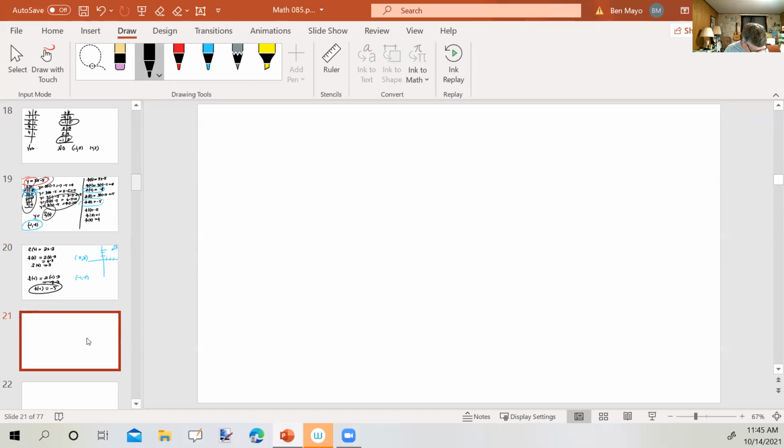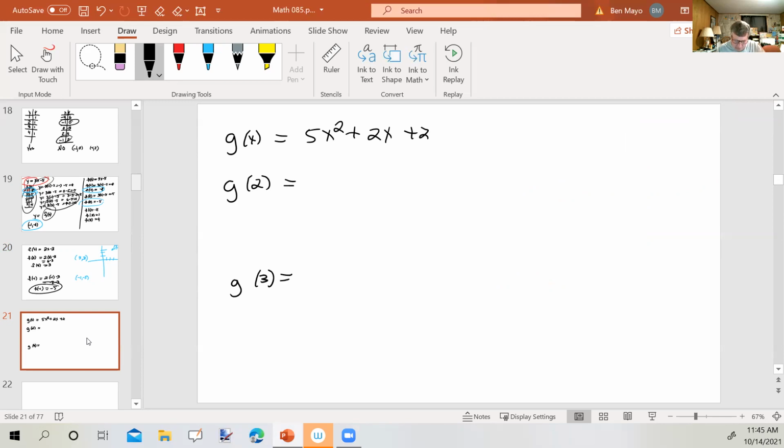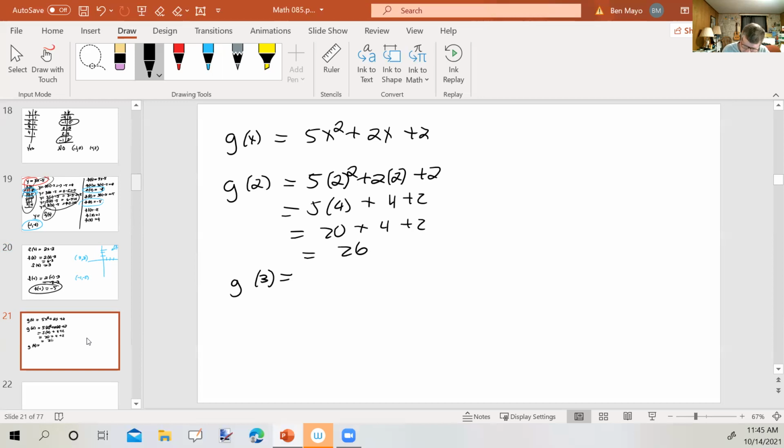How about the following? Let's see. g of x = 5x² + 2x + 2. We are to find g of 2 and g of 3. So to find g of 2, we take 2 and put it every place that x appears on the right side of the equal sign. So 5 times 2 squared plus 2 times 2 plus 2, which is 5 times 4 plus 4 plus 2, which is 20 plus 4 plus 2, which is 26. So g of 2 equals 26.